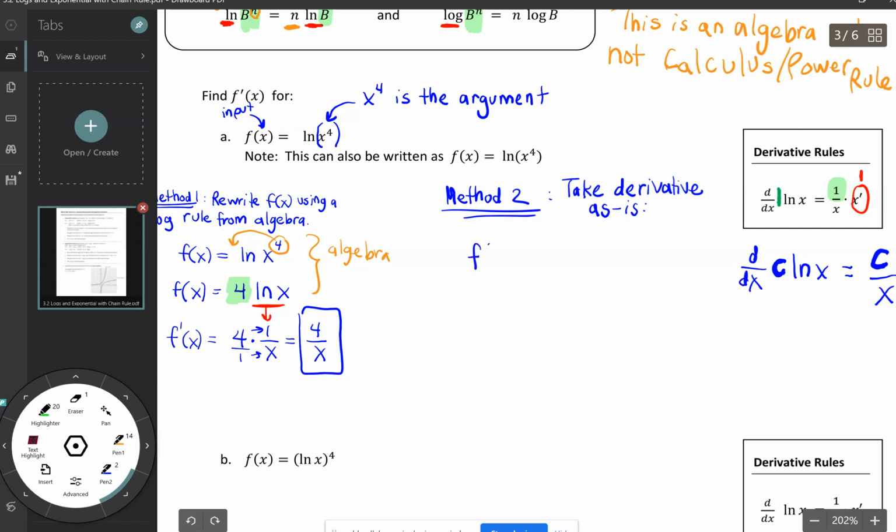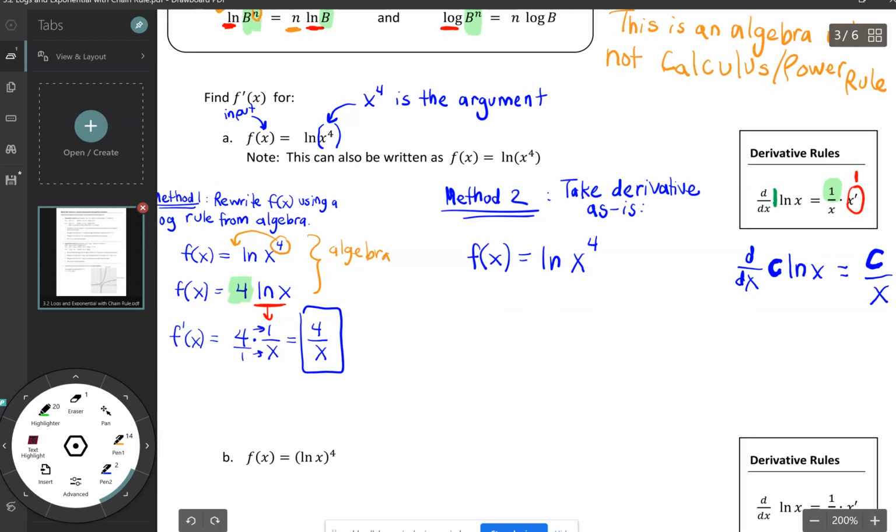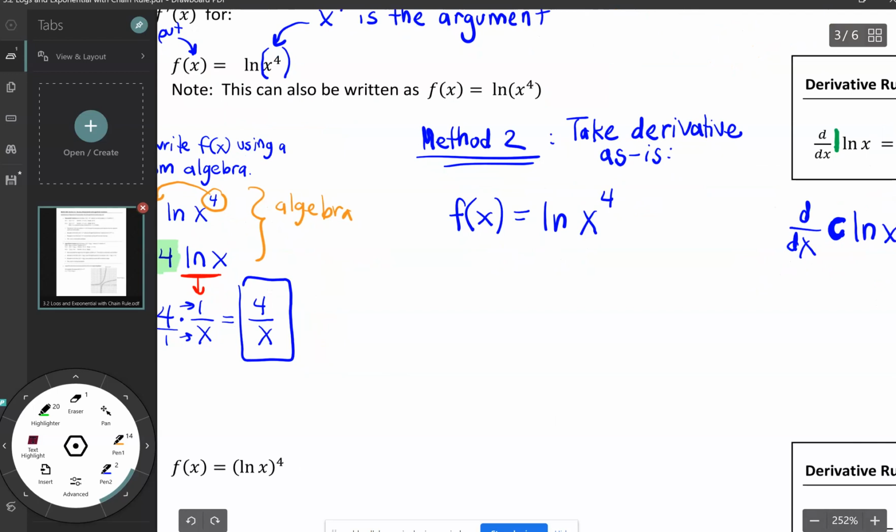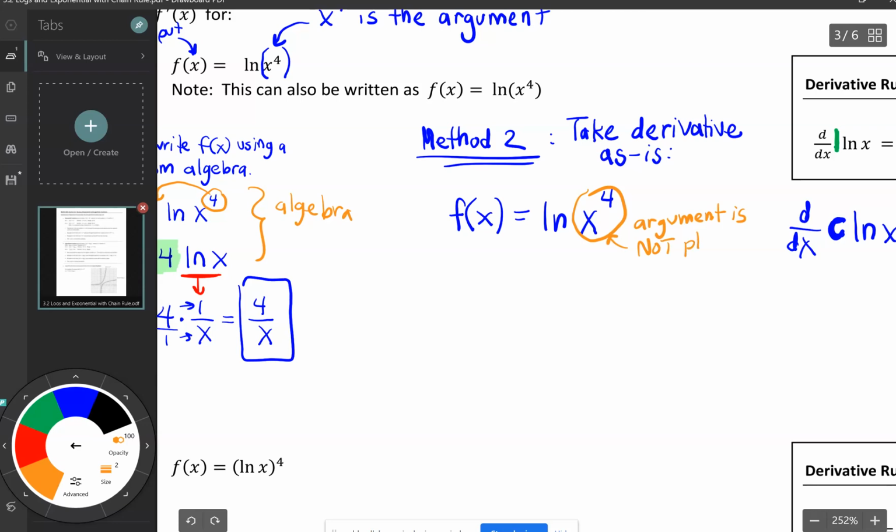So I'm going to take this function, natural log of x to the 4th. And I'm going to use my ln of x rule, but in this case, my argument is not a plain x. So the argument is not plain x, so we must use the chain rule.